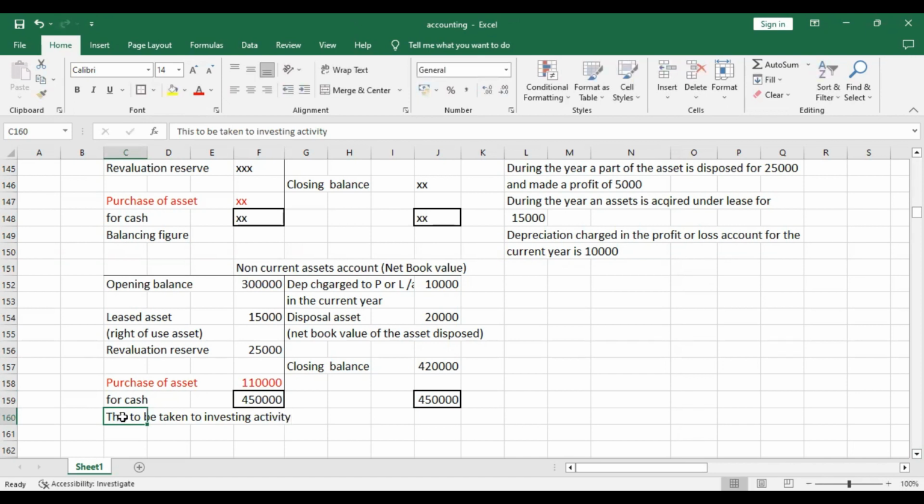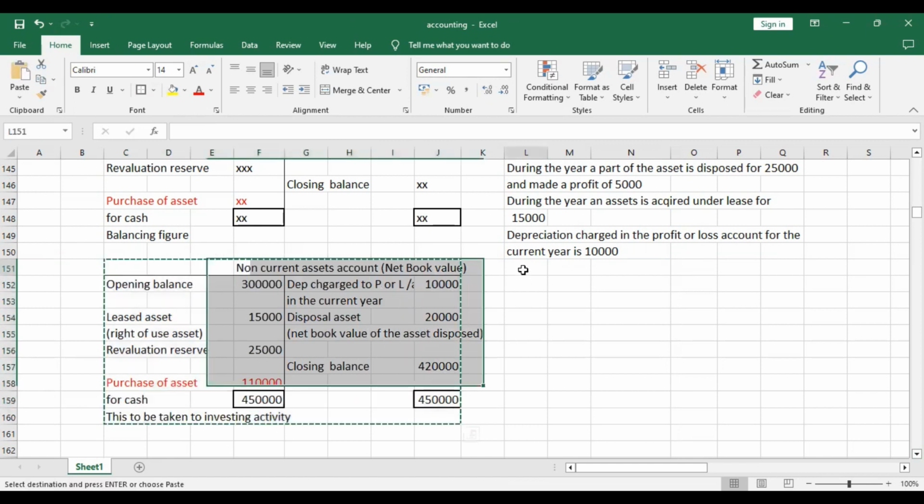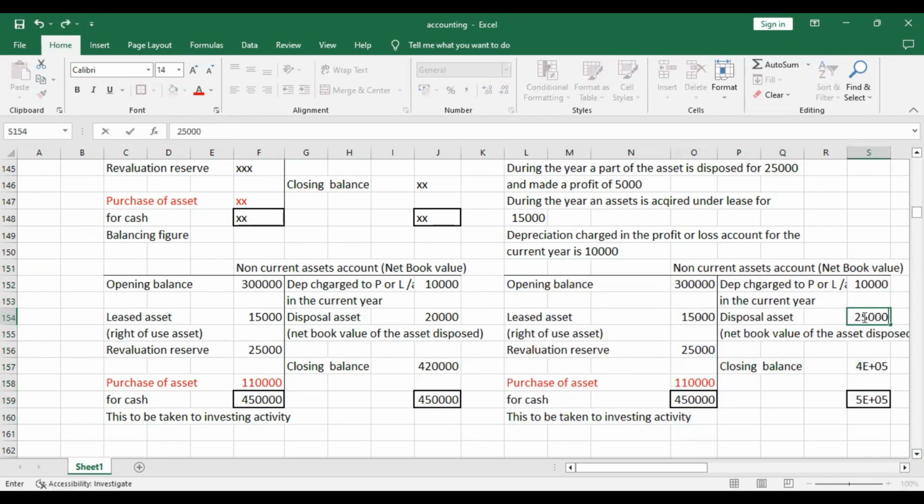Yeah. So non-current asset, very important. Suppose you want to show actual disposal value. If you want to show the actual disposal value, what is the difference? So let me show here the difference. Suppose disposal asset value is 25,000, we have to take it in case of actual disposal value. So it is not net book value, it is the actual sale value of the asset. In that case, you have to show profit on disposal.